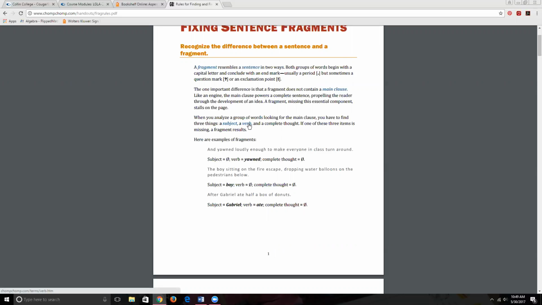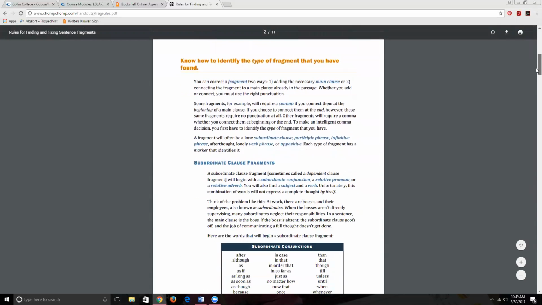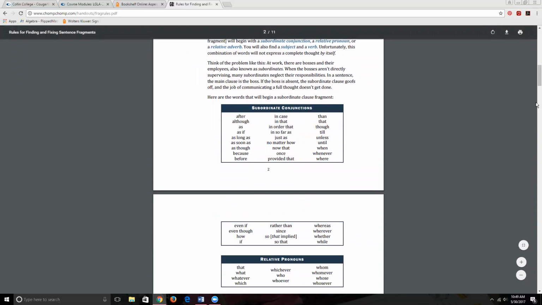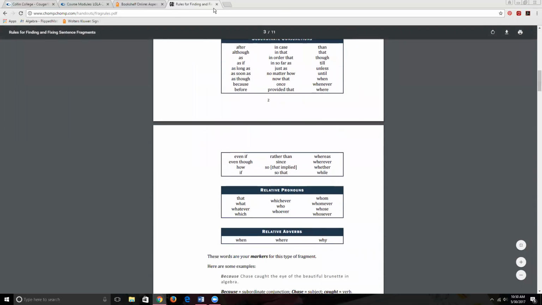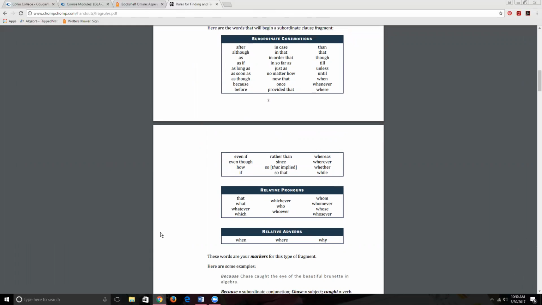Then of course you need a verb. You need a complete verb, not just a part of a verb. And you need a complete thought. And a big interferer with having that complete thought are these words here. I'm not going to go through all of them, but these words subordinate what might otherwise be an independent clause into a dependent clause. And that's a good start for a sentence, but it's not a complete sentence.